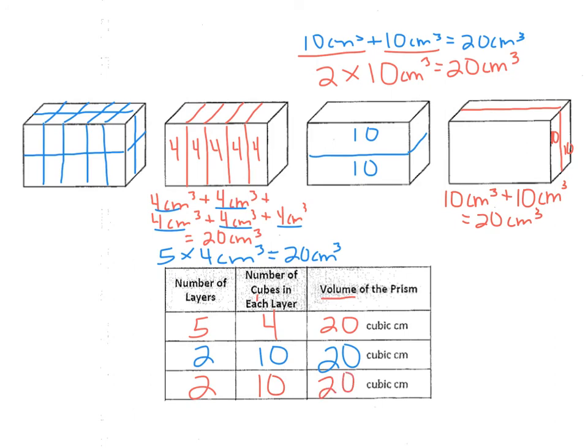Now, let's think about this using multiplication instead of repeated addition. How many groups of 10 do I have? I have 2 groups of 10 cubic centimeters. Well, 2 times 10 is 20 cubic centimeters. So make sure everything I did, you did too. Make sure you have those units, cubic centimeters.